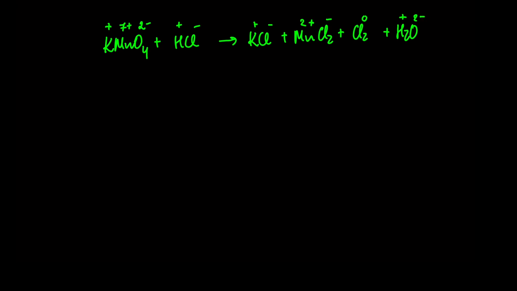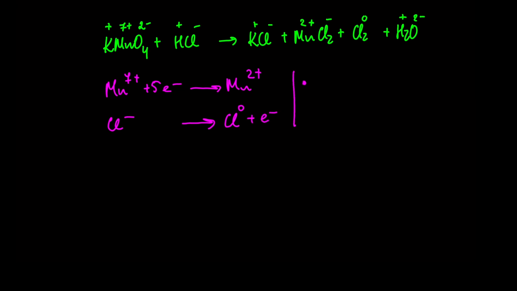Now we have the half reactions. Manganese gained 5 electrons and became manganese 2 plus ion. Chloride ion lost an electron and became pure chlorine. Now, to even out the electrons, we multiply the first half reaction by 1 and the second one by 5. Like always, we get how many atoms we should have in a balanced reaction.